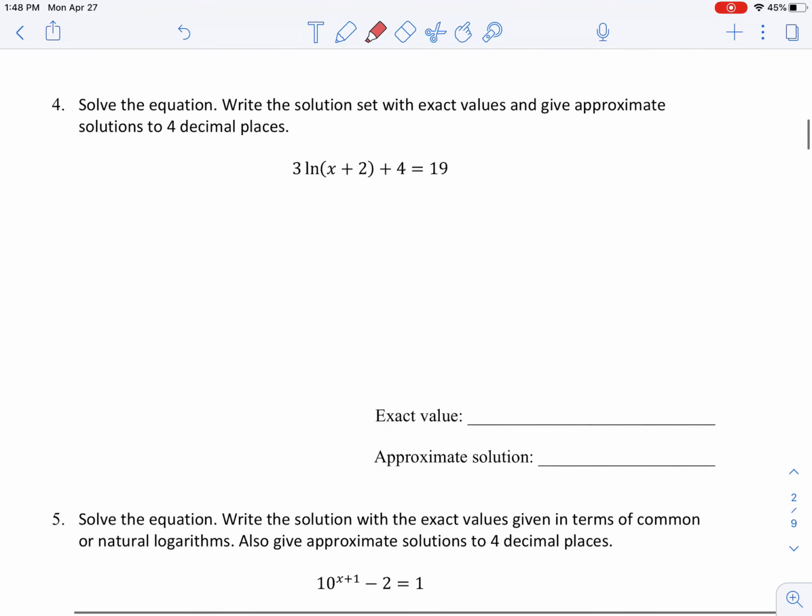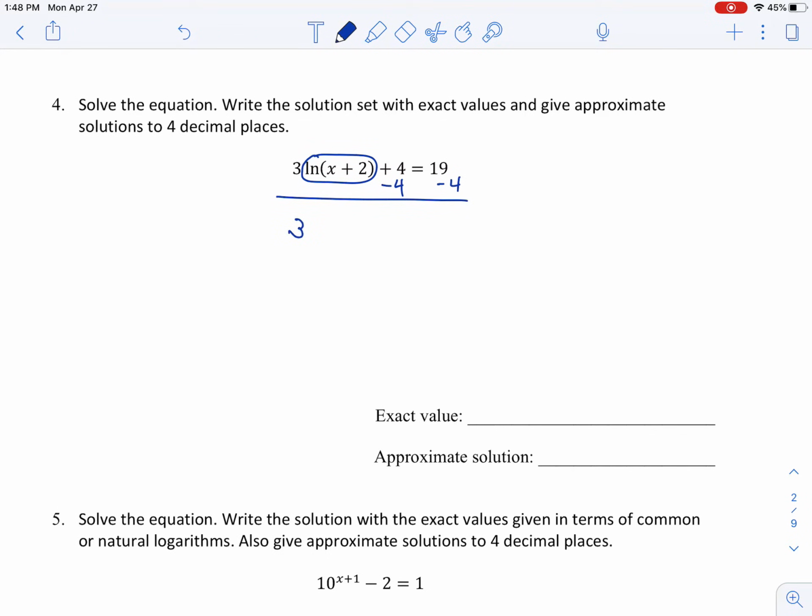All right, solve the equation, write the solution set with exact values, and give the approximate solution to 4 decimal places. All right, let's take a look. I need to first isolate this log expression, right? So subtract 4 from both sides. 3 times natural log of x plus 2 equals 15. Now what? Divide both sides by 3. You get natural log of x plus 2 equals 5. Now we're going to rewrite this in exponential form.